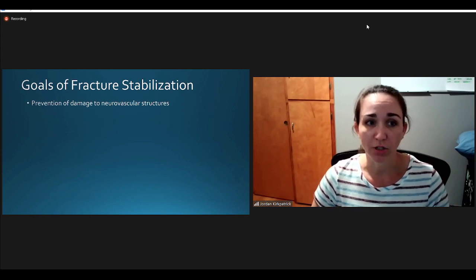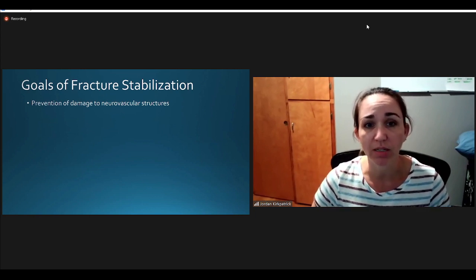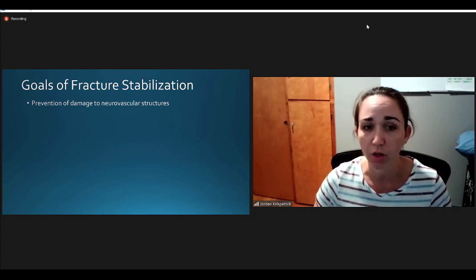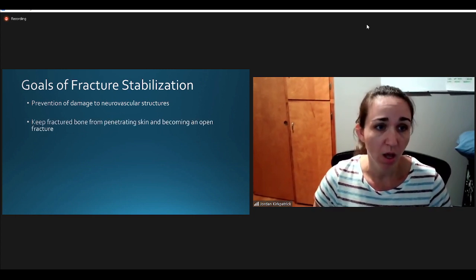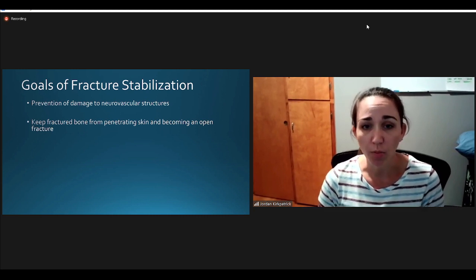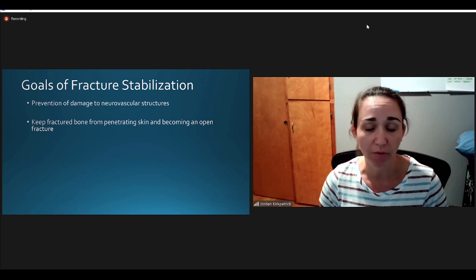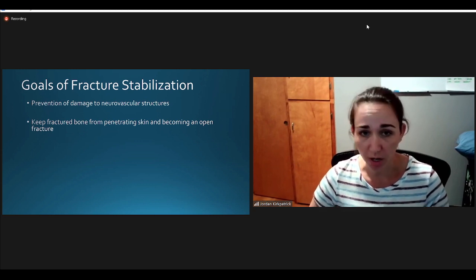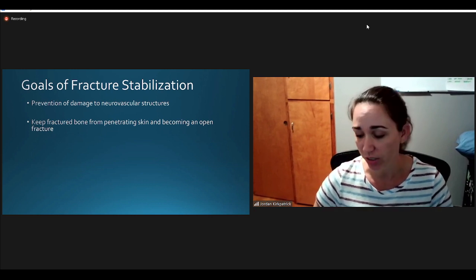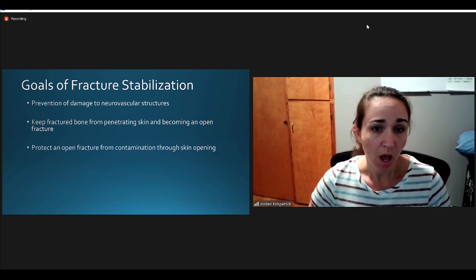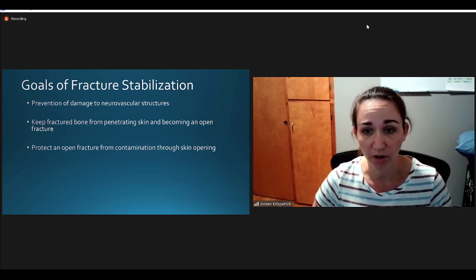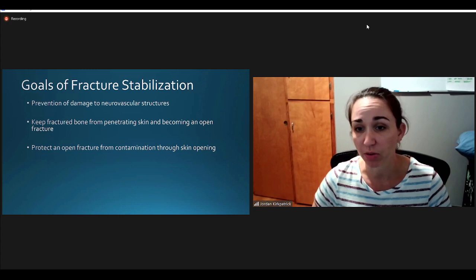So the goals of fracture stabilization, the first one is to prevent damage of the neurovascular structure. So we want to try to keep everything as stable as possible so more damage doesn't occur. We want to keep the fractured bone from penetrating the skin and becoming an open fracture. Open fractures have a poorer prognosis no matter where they are compared to closed fractures, because there's higher risk of infection and contamination. And if there is an open fracture, we want to try to protect it from becoming contaminated through the skin opening.